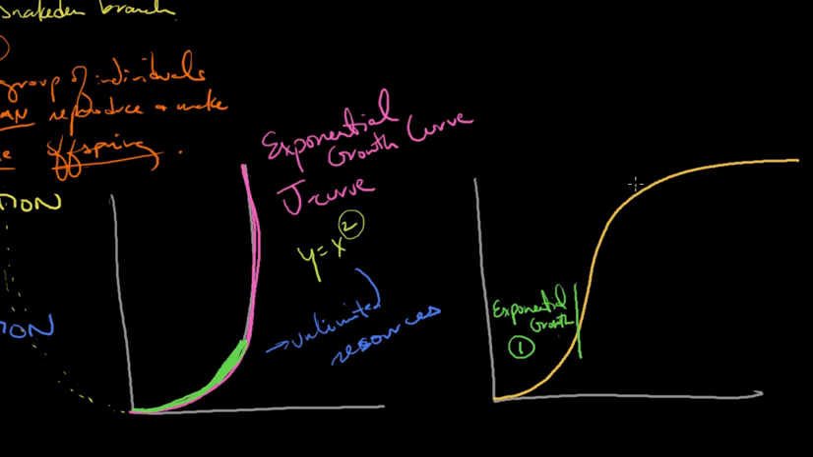The second phase, where you can see that the curve actually turns the other way, is the transition phase, or transitional phase. And you start to see that the population is starting to slow down its rate of increase. And then at the very top, we have our plateau phase. Plateau phase. And I think that's pretty self-explanatory, plateaus.